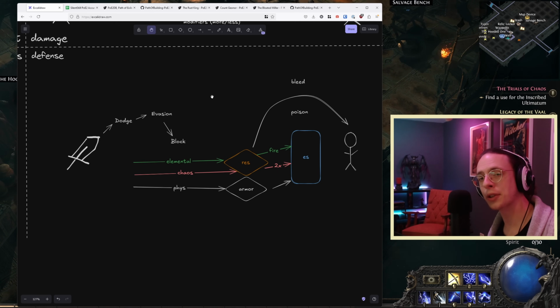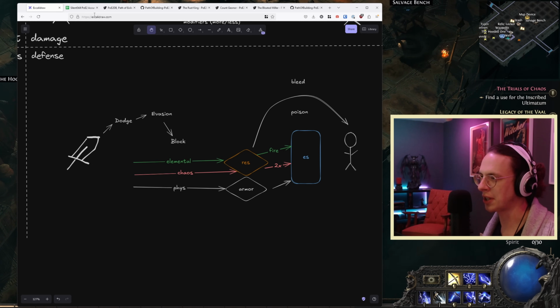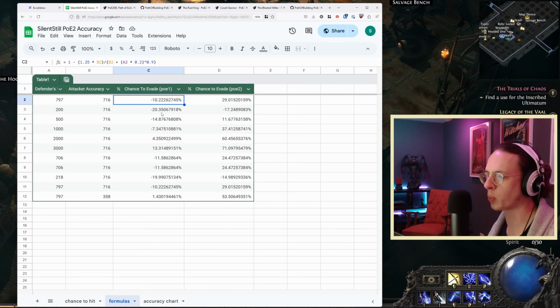Those two things are the attacker's accuracy and the defender's evasion rating, and that's what actually determines the likelihood that you will get hit with an attack. But this is actually where things start to get a little bit interesting. So in PoE 1, the chance to hit formula was actually well known.